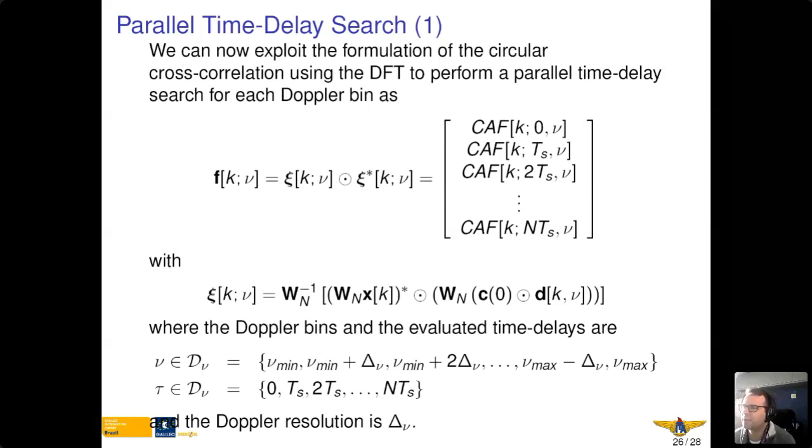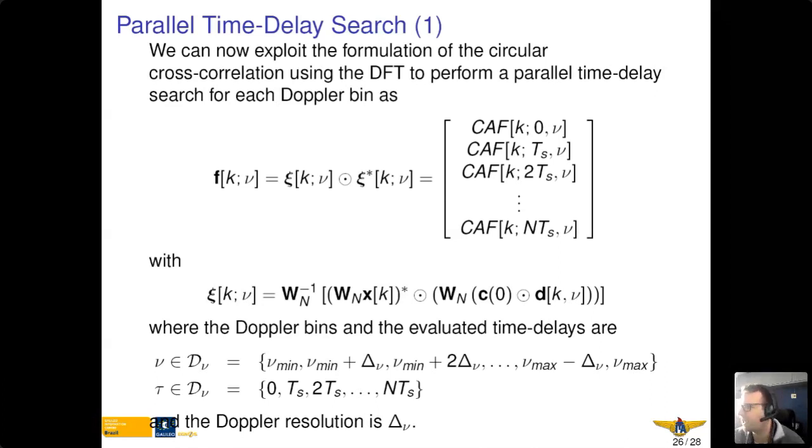And this is the vector F in our case now, where the vector Xi here, you can see, is the implementation of the circular cross correlation applying the DFT matrix. So we have the received signal, we have to build a model signal C of 0 in our case here, Hadamard-Schur with dk of different Dopplers.